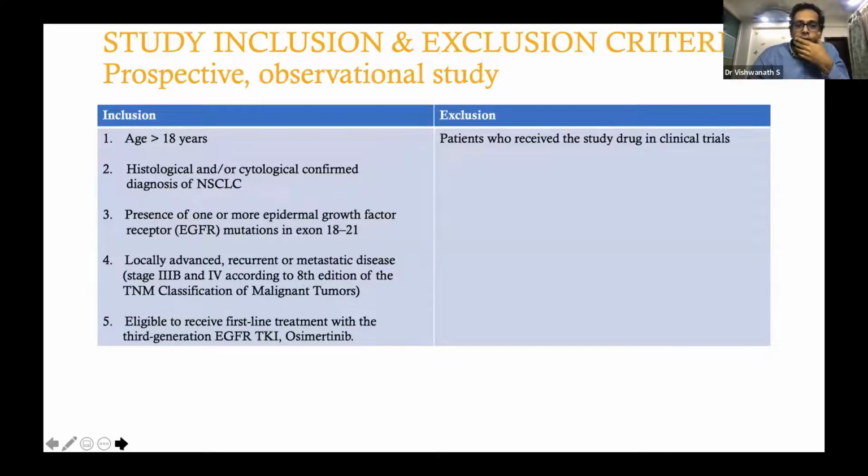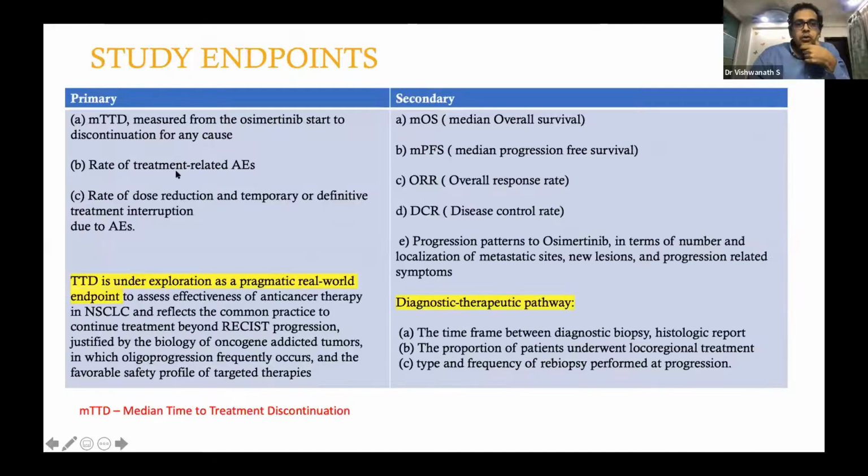So this is the inclusion criteria, which has been talked about previously. And also they looked at another endpoint, which was the time to treatment discontinuation. So median time to discontinuation was one of the primary endpoints, and also the treatment-related adverse effects and the rate of dose reduction and temporary or definitive treatment interruption due to adverse effects were all considered as primary endpoints, and all the usual secondary endpoints, and PFS here became a secondary endpoint. And they also looked at something called the diagnostic therapeutic pathway, that is the time between diagnostic biopsy and histological report, and the proportion of patients receiving loco-regional treatment, and also at the time of disease progression, what was the type and frequency of rebiopsy, etc.